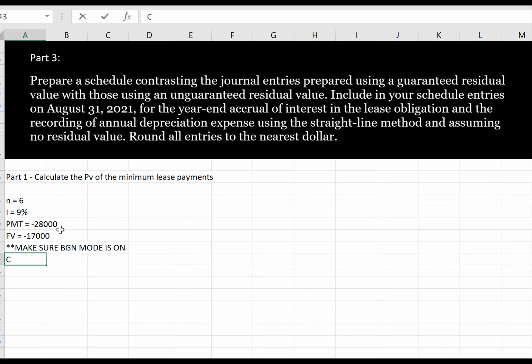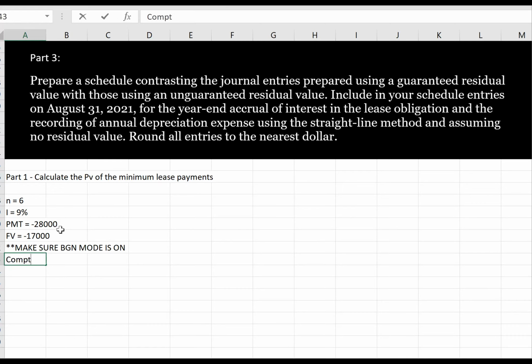Okay, and then we're going to compute present value. And we're going to get 147,047 as our present value. So the first thing we're asked to do is calculate the amount of the lease and prepare Merrill's September 1st journal entry. So we've got the present value of the lease payments.